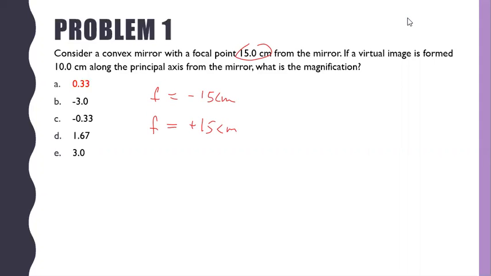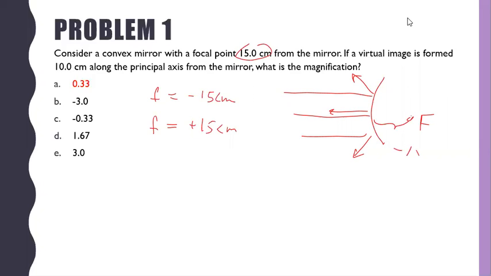Well, a convex mirror is a mirror that bulges outwards. So when we're looking at rays coming in like this, they're going to spread out and go away from the mirror, from each other. It's a diverging object. That means it has a focal point behind the mirror. Focal point is here somewhere, and this distance is then negative 15. So the correct part here is negative 15.